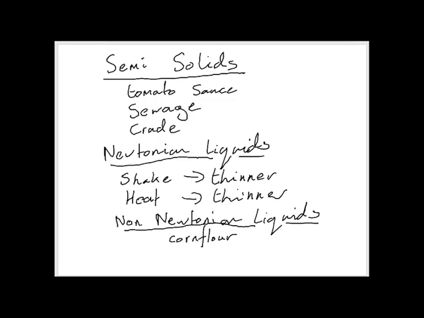Corn flour is a non-Newtonian semi-solid. It will start happily as a liquid, but you heat it up and it goes solid. The more you heat it, the thicker it becomes. Can anybody else think of anything that when you shake it, it thickens up?